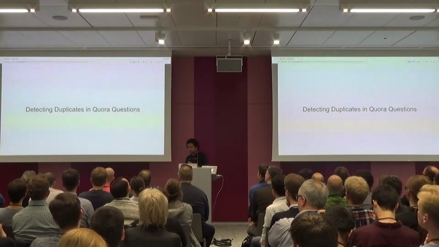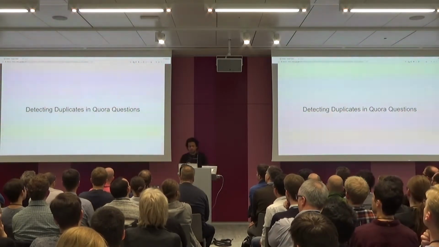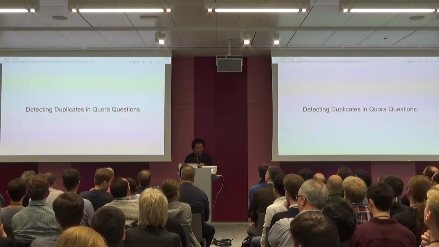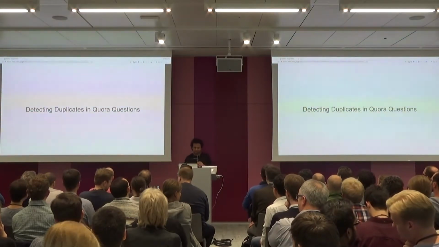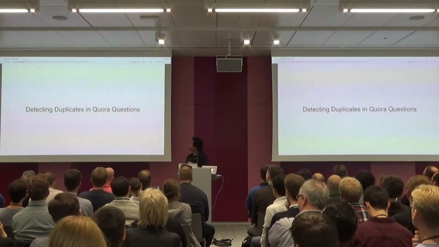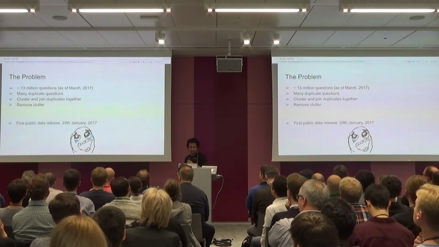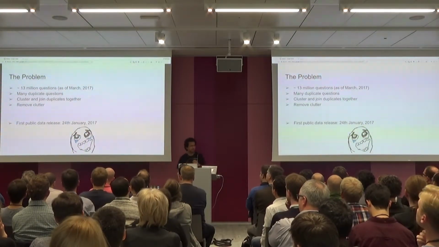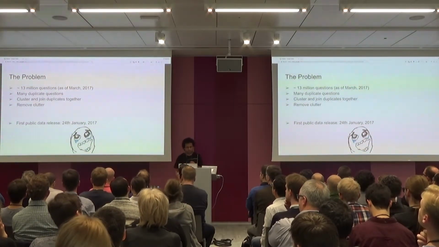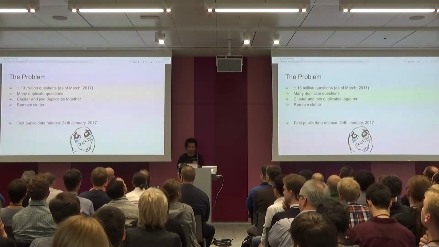The next one was detecting duplicates in Quora. So how many of you use Quora? Everybody. Yeah, when you're in the office and you have nothing to do, Quora is a good way to pass time. Quora had over 30 million questions as of March. It's a community-driven website, if you don't know. Users ask questions and the community members provide answers. So it's fun when you have a lot of important things to do.